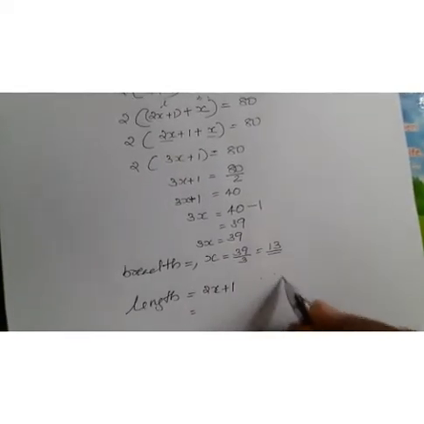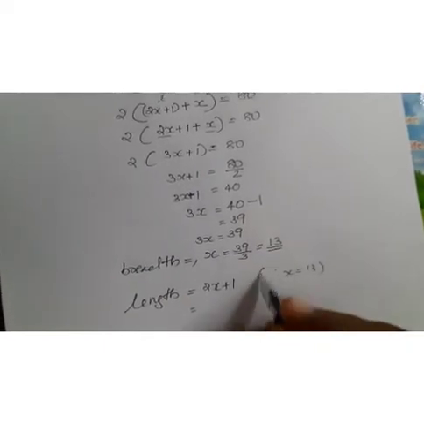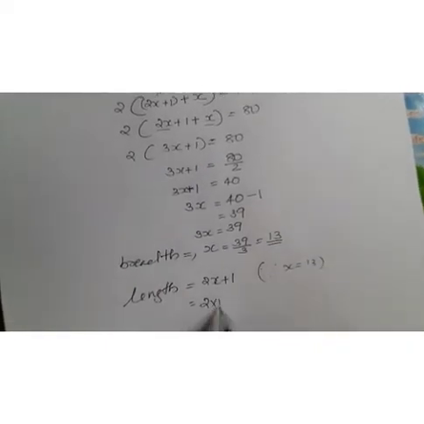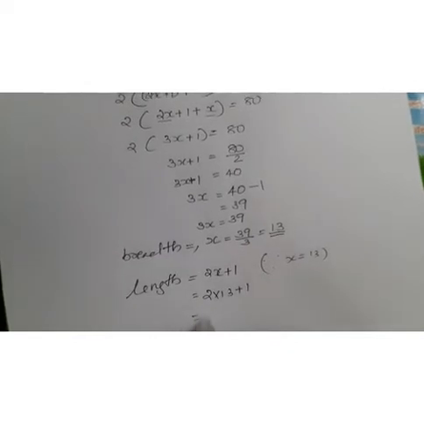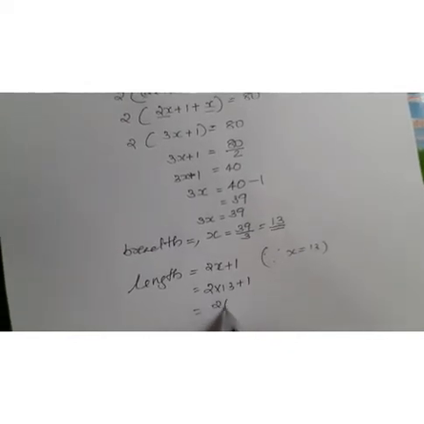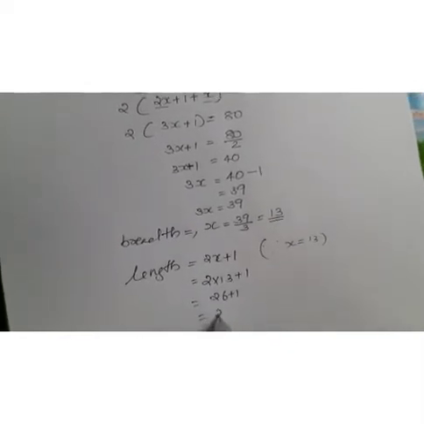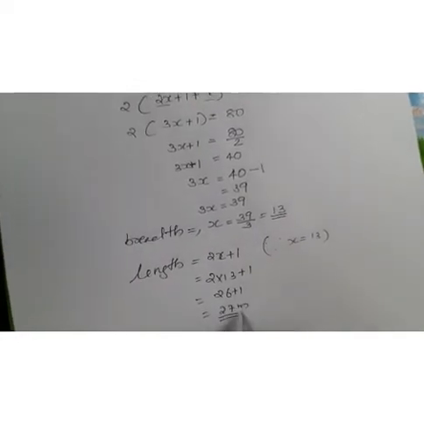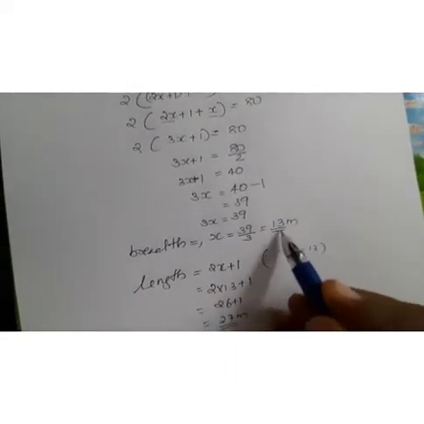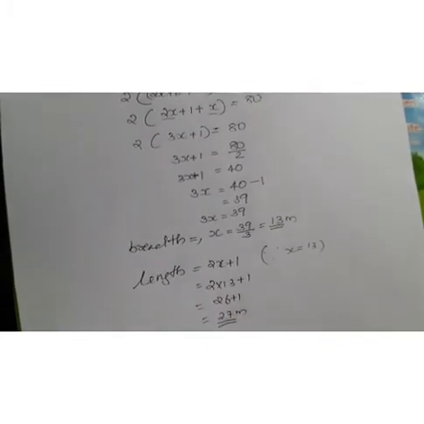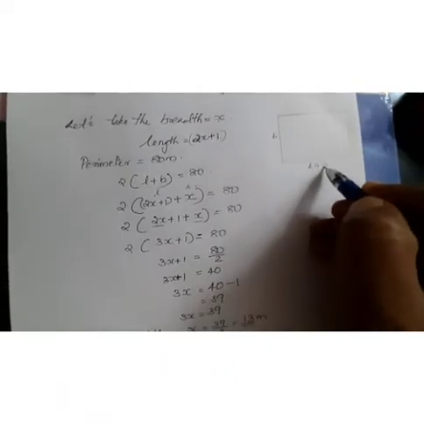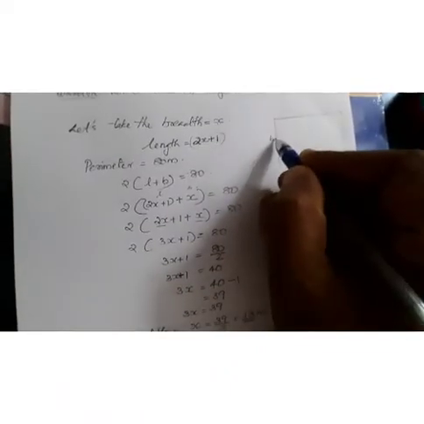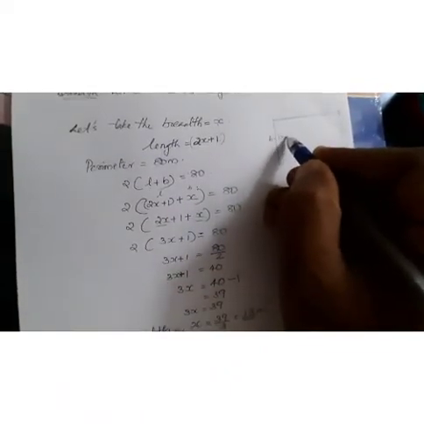Here x is equal to 13. So 2 into 13 plus 1. So 2 into 13 is 26, plus 1 we will get 27. So the length is 27 meters. Breadth is 13 meters. Okay, so that is the answer. The length is 27 meter. Breadth is equal to 13 meter.